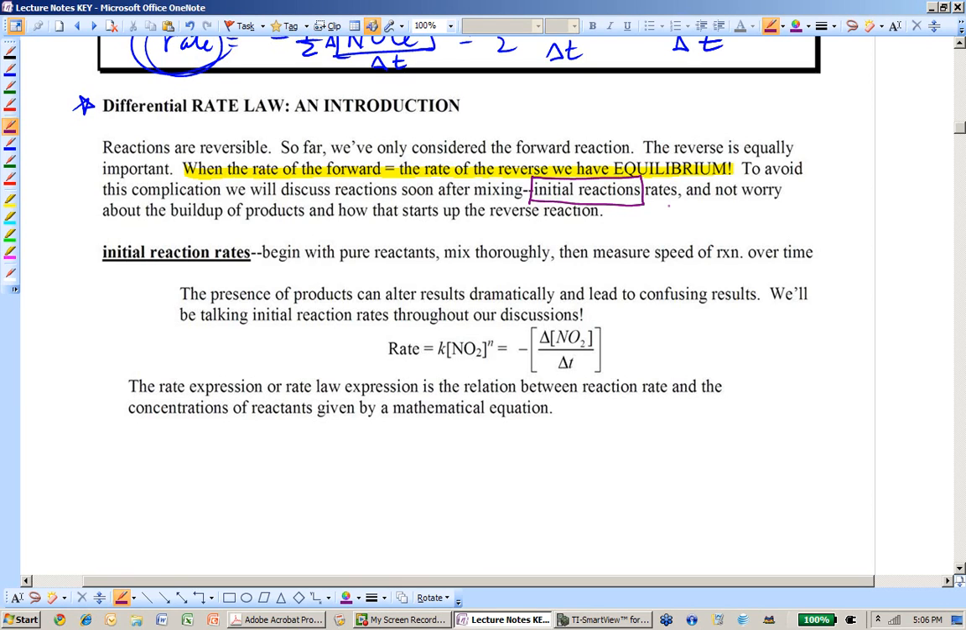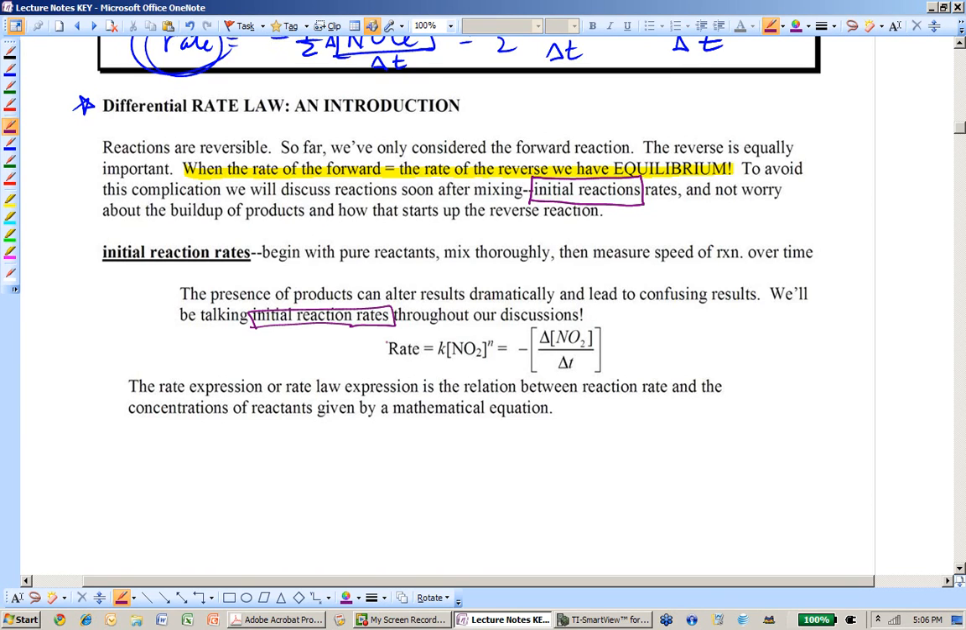So initial reaction rates begin with pure reactants. You mix up the pure reactants thoroughly, and then you figure out a way to measure the speed of reaction over time, and your eyeballs are not your best tool. We either talk about changes in temperature, number of bubbles of gas, and one we're probably really most fond of is color change, because we get some color change in this unit. It's kind of fun. So the presence of products, again, could alter those results dramatically and lead to very confusing results. So we're going to talk, again, initial reaction rates throughout the rest of our discussions.